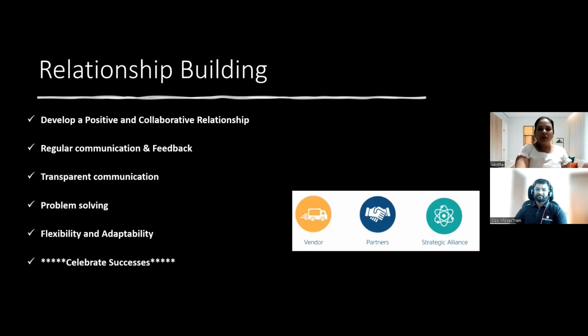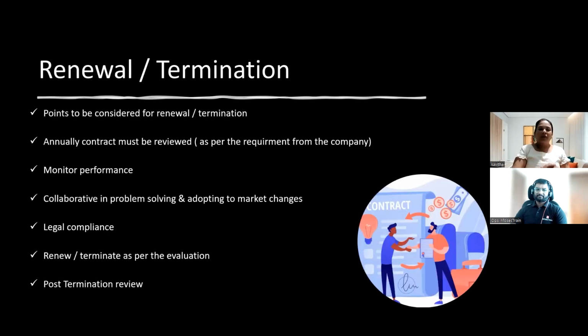When you have a good relationship with the vendor and the business team, that plays the major role in contract renewal or termination. This is one of the points. For renewal or termination, you need to meet a couple of criteria, points to be considered while renewing or terminating. The annual contract must be reviewed. Every year the contract must be reviewed. It is not like I have the contract and it just goes on. No, every year the contract must be renewed.